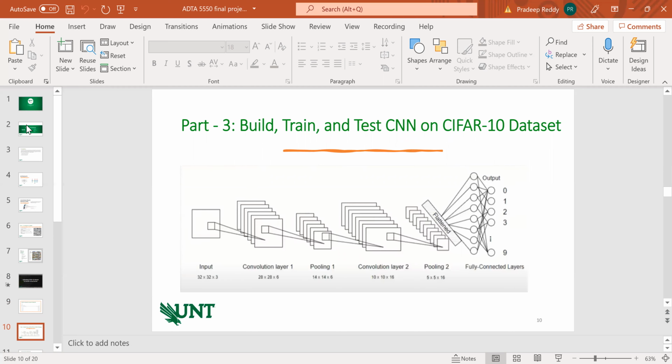So far we have seen how to download and upload the dataset into the deep learning VM. For the next part of the project, we need to build, train, and test the convolutional neural network using the CIFAR-10 dataset. This is the diagram I created to show the convolutional neural network with two convolution layers. The first part of the diagram is the input, of size 32 by 32 by 3. It is 32 by 32 because that is the actual size of the image input to the model, and 3 because the image is in color, meaning there are 3 color channels.